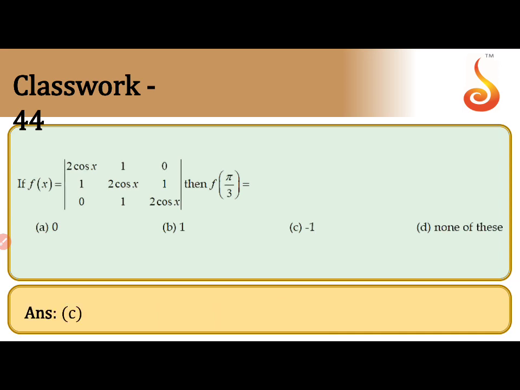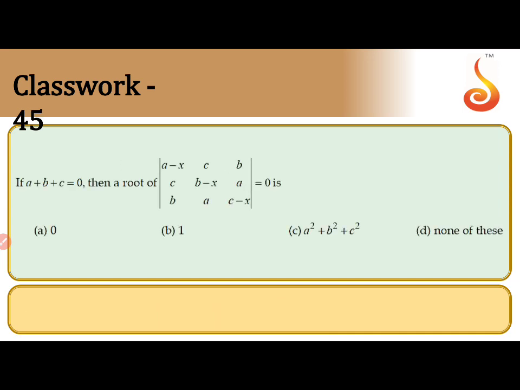So option C is the right answer. Next, if a + b + c is 0, then one of the roots of the equation is... So how do we get a + b + c? We can add all rows or all columns to get a + b + c. So what I will do is add the columns.